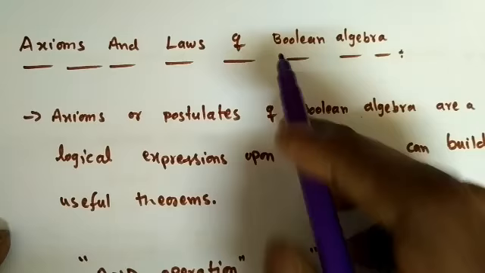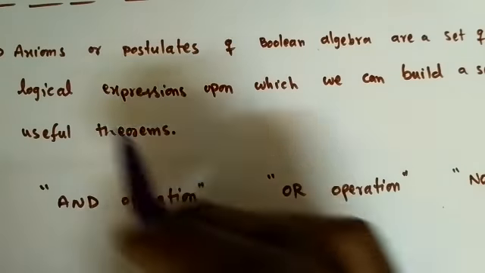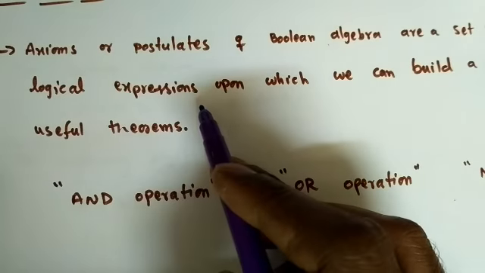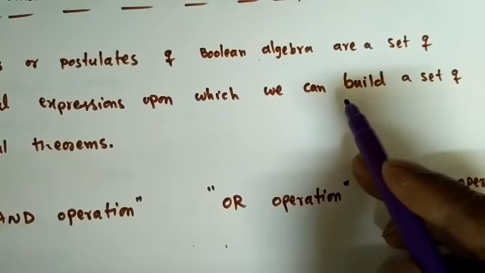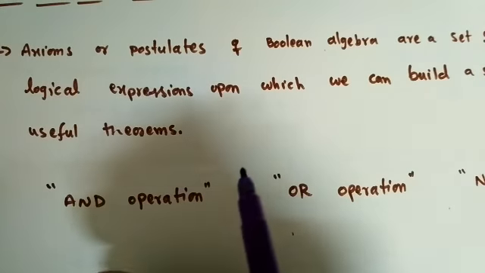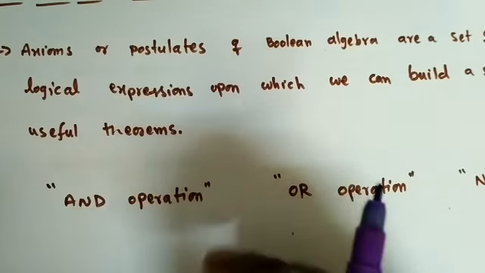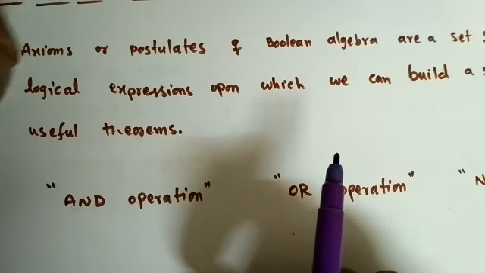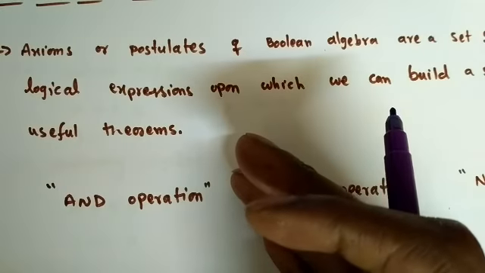Now what are the axioms and laws of Boolean algebra? These axioms or postulates of Boolean algebra are a set of logical expressions upon which we can build a set of useful theorems, right? So one by one we'll see. When we do the AND operation, we need to follow some theorem or some axiom, some postulate. So it will deal with some logical expressions, right?